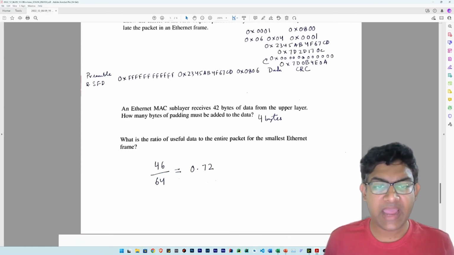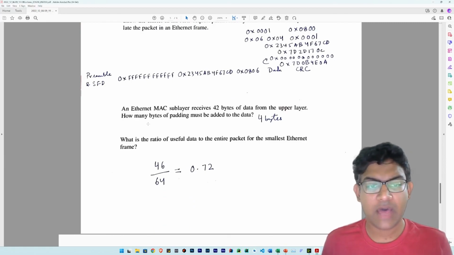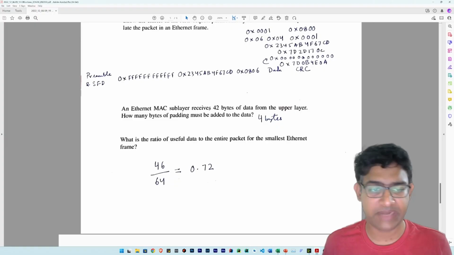An Ethernet MAC sublayer receives 42 bytes of data from the upper layer. How many bytes of padding must be added to the data? We know that the minimum size of the payload for an Ethernet frame is supposed to be 46 bytes. So if you send 42 bytes, you need to add 4 bytes of padding to make it 46 bytes.